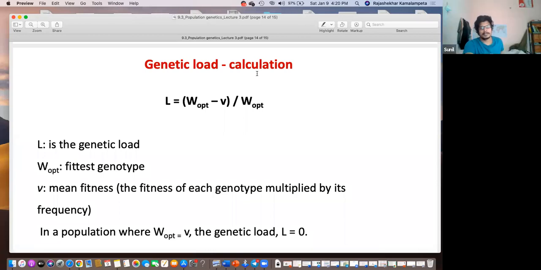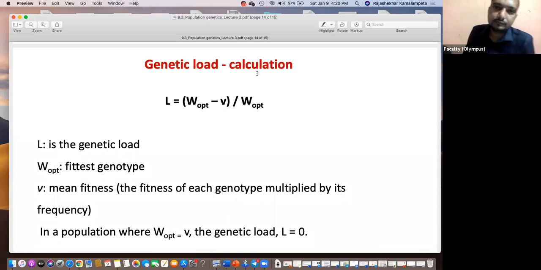Is there a specific range for L, or is it like? Yeah, it can be anywhere from 0 to 1. The range could be anywhere from 0 to 1.